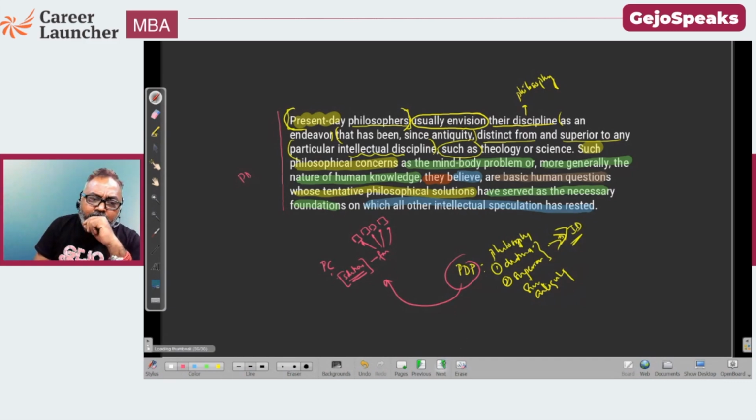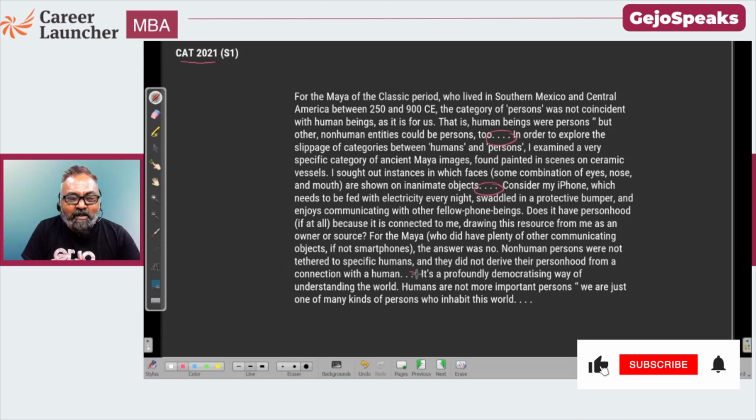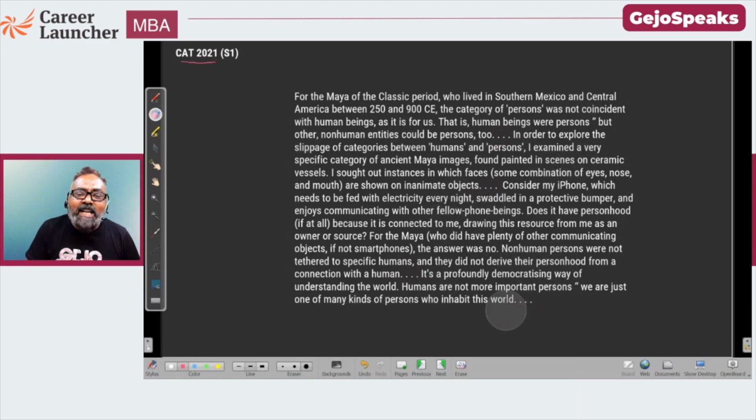There is this one paragraph from one of the passages from CAT 2021, slot number one. A lot of people have looked at this passage and wondered what the hell is going on. This one paragraph has a lot of ellipses, that's what it's called. This means that something has been edited out from the original article. So CAT does that. All right, so let's read this. When we read, how do we read? We just want to get the sense of it.